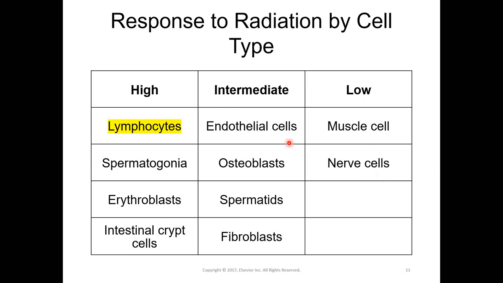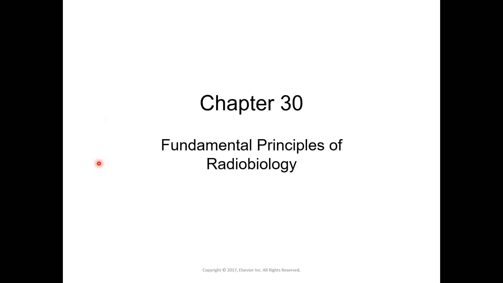These guys are not very radiosensitive, so when we start having enough radiation to affect the nerves, then you're pretty much looking at radiation death. But this one is super important to know. This is the most radiosensitive, and this is the second radiosensitive. And that's it for chapter 29.